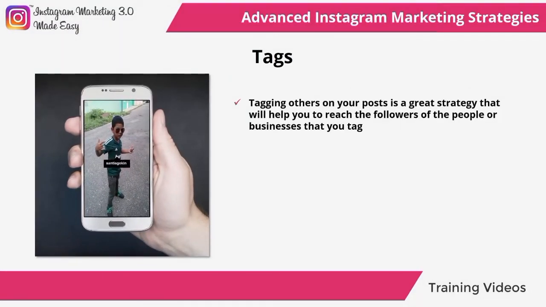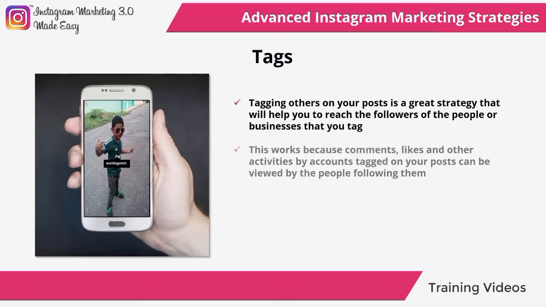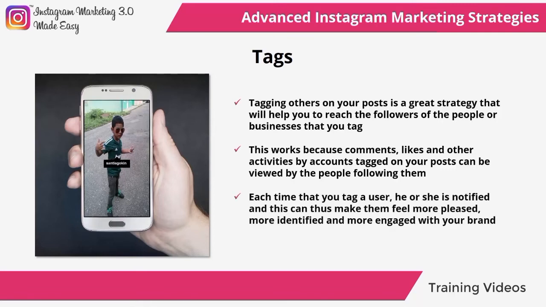Tags. Tagging others on your posts is a great strategy that will help you to reach the followers of the people or businesses that you tag, all by simply tapping on Tag People to look for someone to be featured on your post. This works because comments, likes, and other activities by accounts tagged on your posts can be viewed by the people following them. Each time that you tag a user, he or she is notified, and this can make them feel more pleased, more identified, and more engaged with your brand, letting others know what a great brand you are for engaging with them.